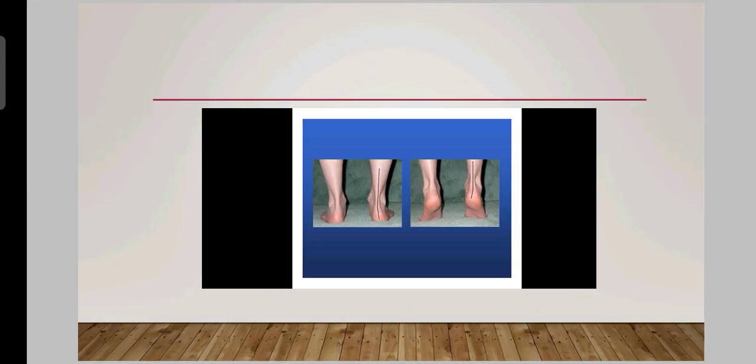In this diagram, we can see that if you are standing, then the heel goes into a pronated position, but when we stand up on tiptoe, then it goes into varus of the heel.